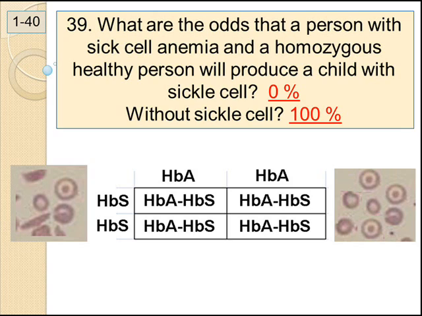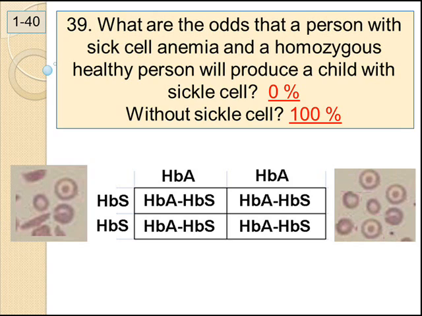And every time they join, that A will always cancel the S. So all those kids, without sickle cell, all of them. If a person with sickle cell marries a person without it, none of their kids will have sickle cell. Because look at them. They all got the big A. They're all carriers, but none of them have the disease. And all of them maybe would be protected from malaria too.